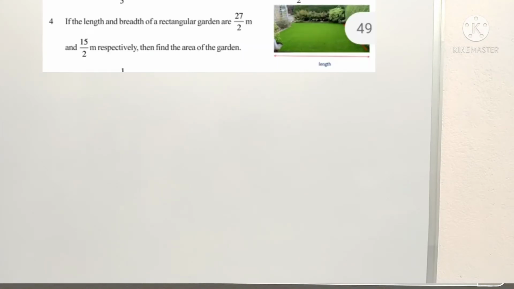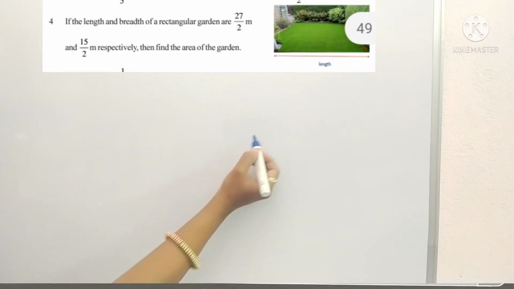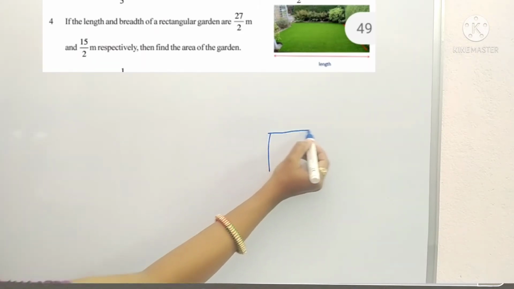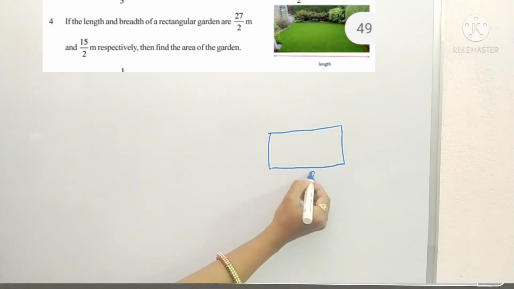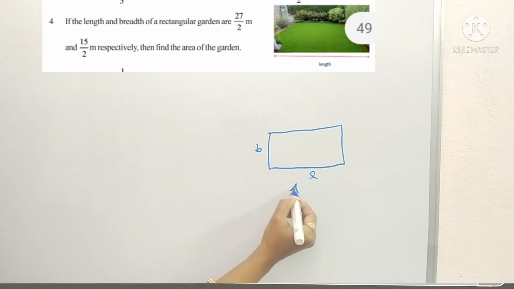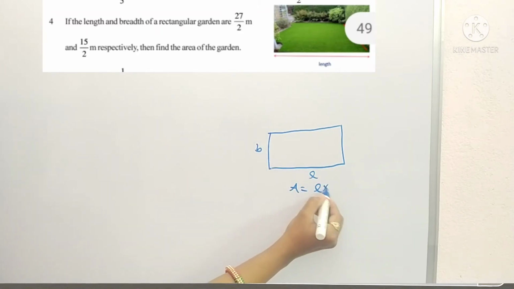next, the fourth one: if the length and breadth of a rectangular garden are 27 by 2 meters and 15 by 2 meters respectively, then find the area of the garden. Okay, we have to find the area of the garden. So here one garden is there and that garden is in the shape of a rectangle. So this is length and this is breadth. So what is the area of a rectangle? Length into breadth, L into B.